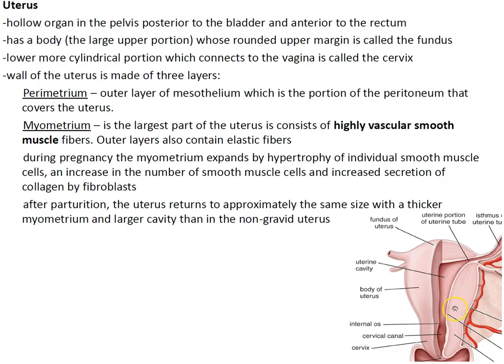Now, during pregnancy, the myometrium layer expands by hypertrophy of individual smooth muscle cells and an increase in the number of these cells, as well as increased secretion of collagen by fibroblasts. Now, after parturition, the uterus returns to almost its original size with a thicker myometrium and larger cavity.